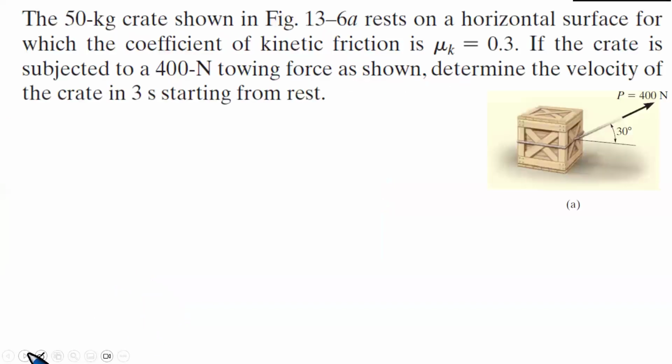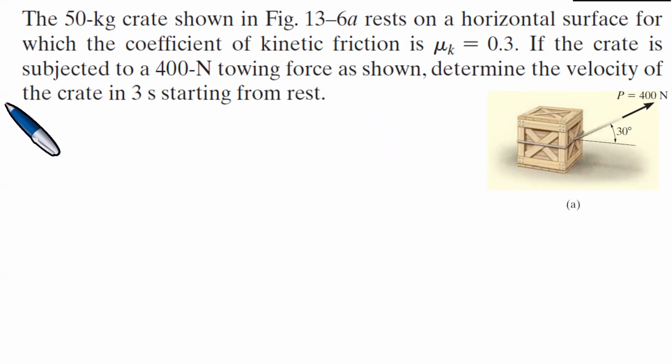We proceed as follows. I want us to look at this particular situation. A 50-kilogram crate, shown in Figure 13.6a, rests on a horizontal surface for which the coefficient of kinetic friction is mu k equals 0.3. If the crate is subjected to a 400 Newton towing force, as shown, determine the velocity of the crate in 3 seconds, starting from rest.